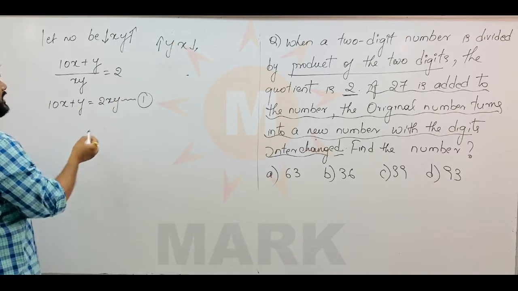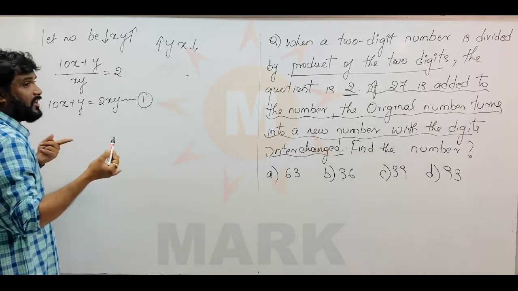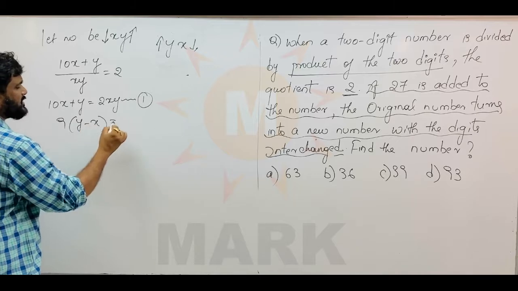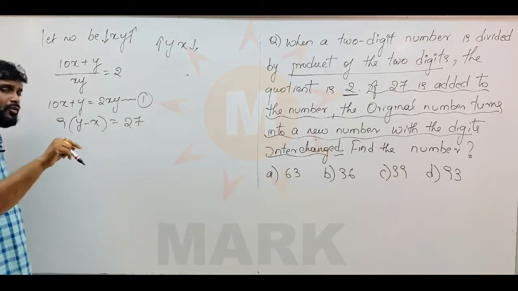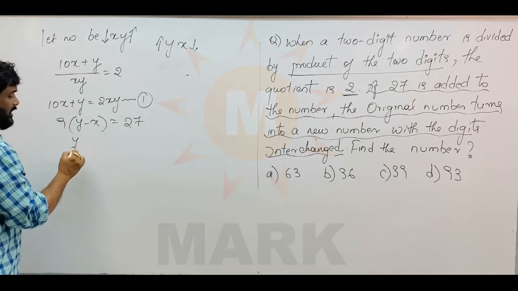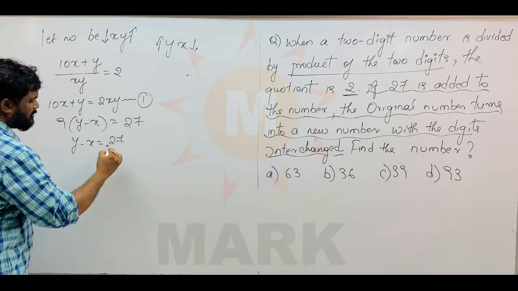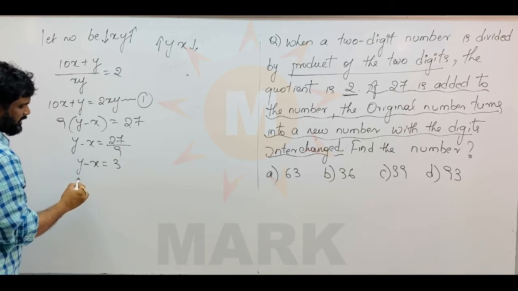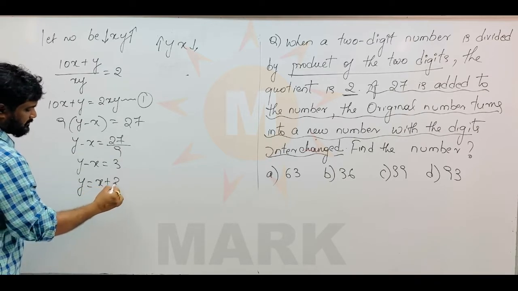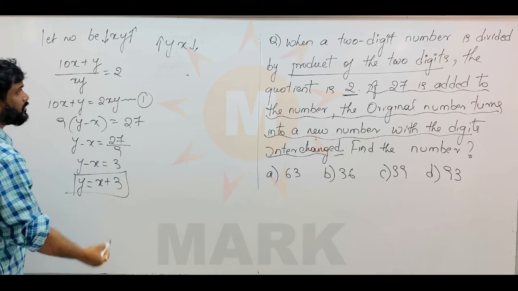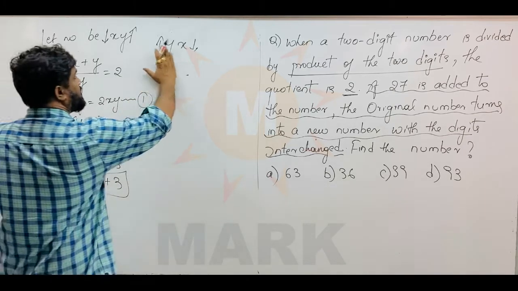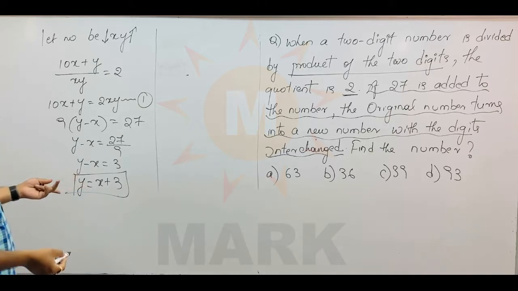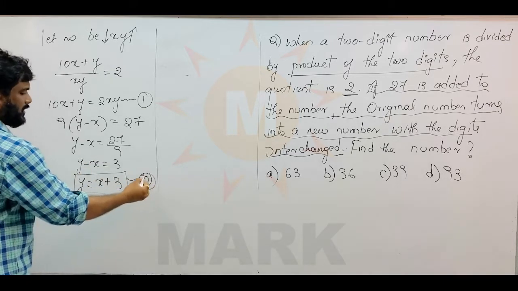So here clearly equation number 2 is, we know the difference is 27, so I can write this as 9 into y minus x is equal to 27. We know the full story of how to write this. Now y minus x is equal to 27 by 9, so y minus x is equal to 3. So y is equal to x plus 3. This is equation number 2.